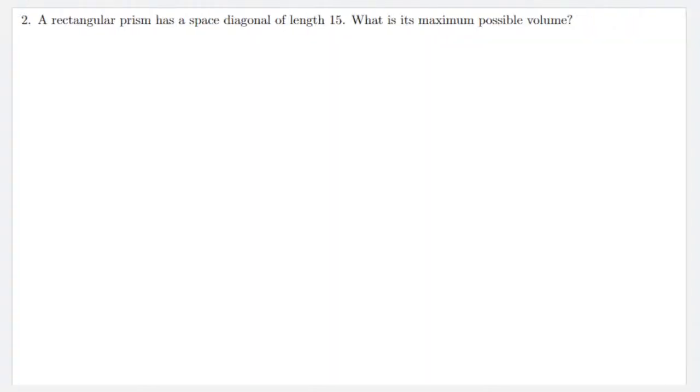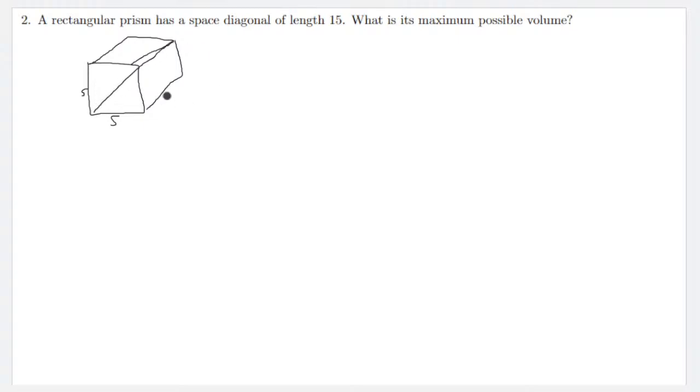Okay, moving on to number 2. A rectangular prism has a space diagonal of length 15. What is its maximum possible volume? So this goes back to the AMGM idea that I mentioned previously. To save time, we aren't going to go over it, but basically using that AMGM principle, you can find that the volume is largest when this prism is in reality a cube. And when it's a cube, the three side lengths are the same.